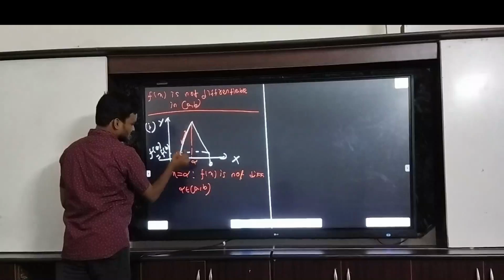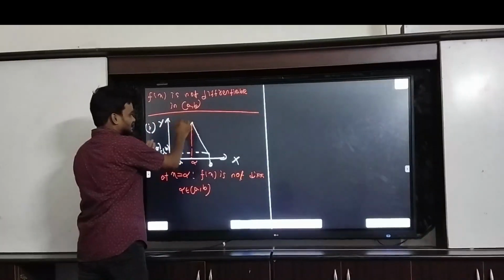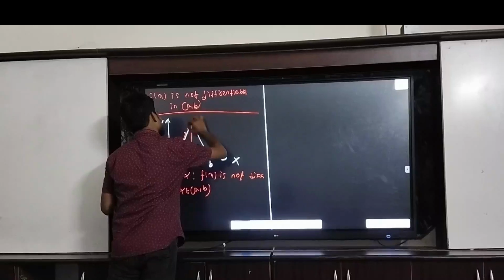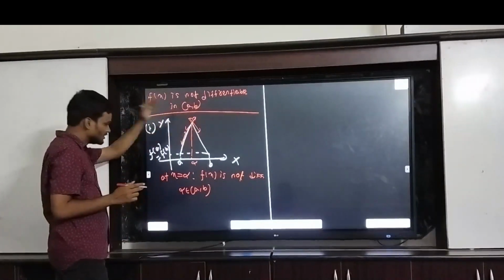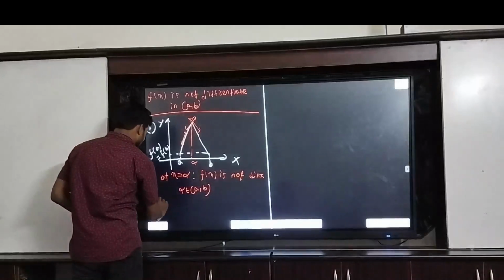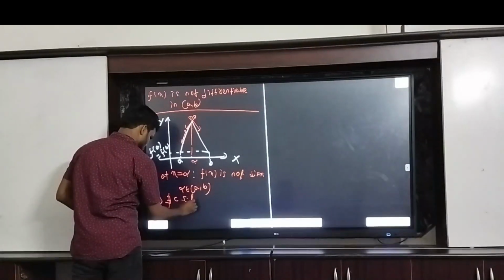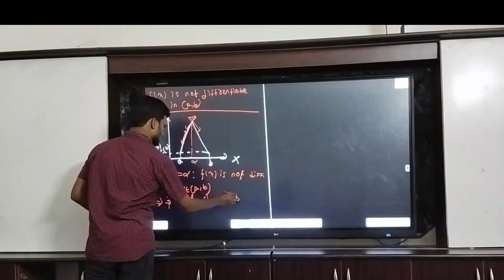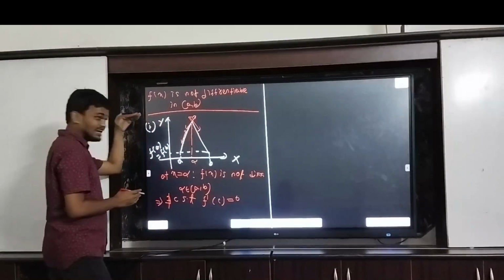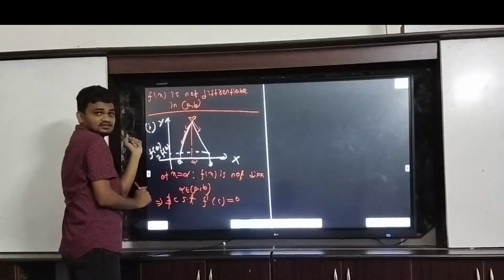But at x is equal to alpha the function is not differentiable, right? So we can't plot a tangent at this point. If we plot a tangent, this may be a tangent, this may be a tangent, but it is not unique, so we can't plot a tangent at this point. That means there does not exist such a c such that f dash c is equal to 0. That means there doesn't exist any tangent on the curve which is parallel to the x axis.